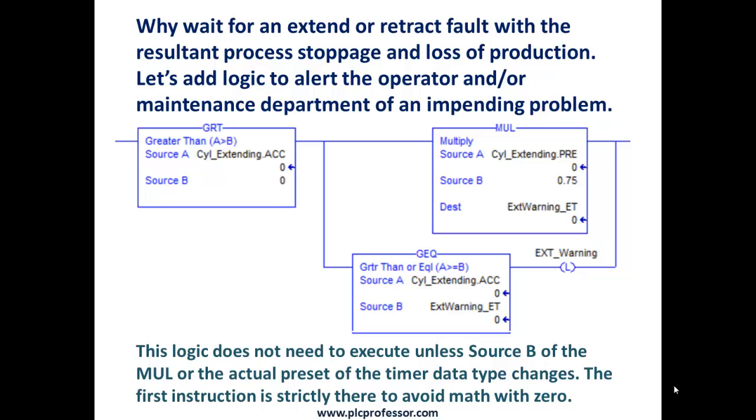If the accumulate value is greater than or equal to the extend warning ET, then we latch on a bit saying there's a warning. Now, warnings don't normally stop machines, but they do put messages up on the screen to warn the operator that his operation has a slow cylinder. Let's look at the whole run.